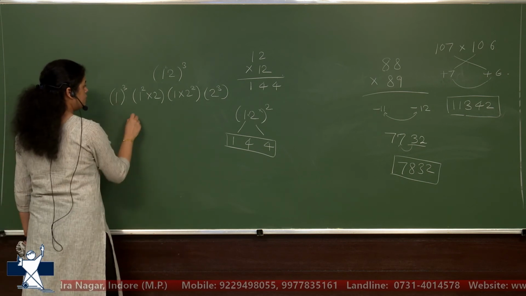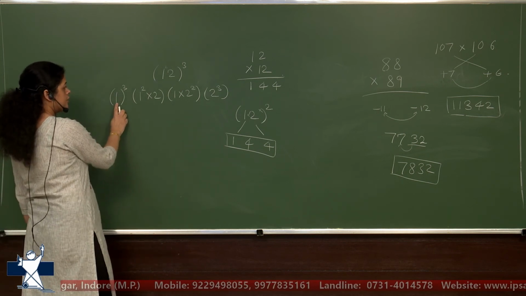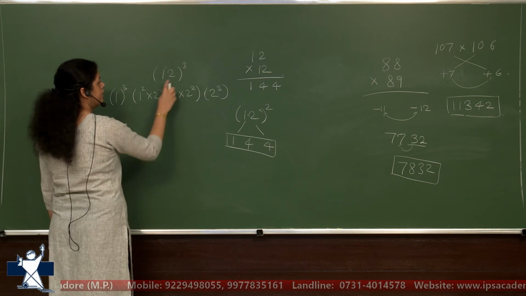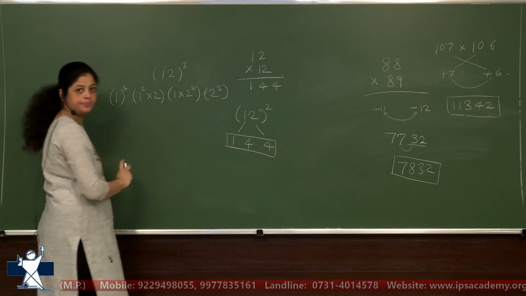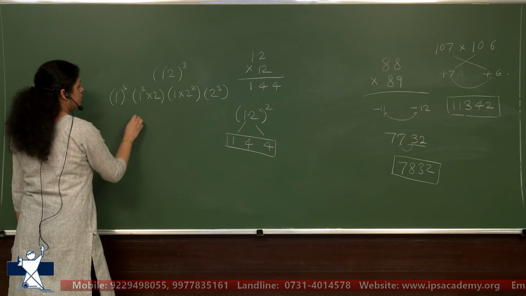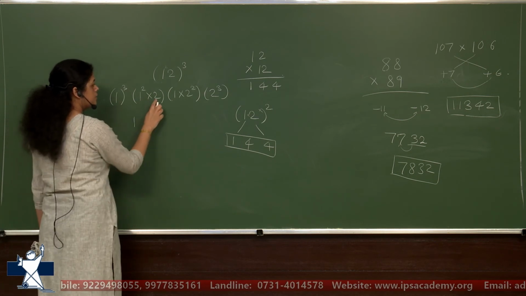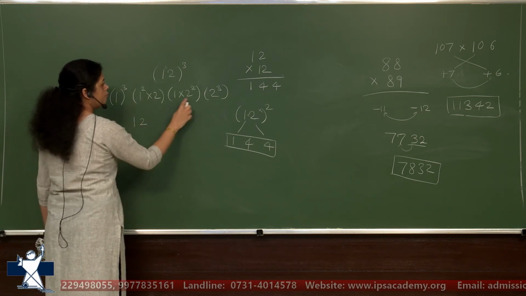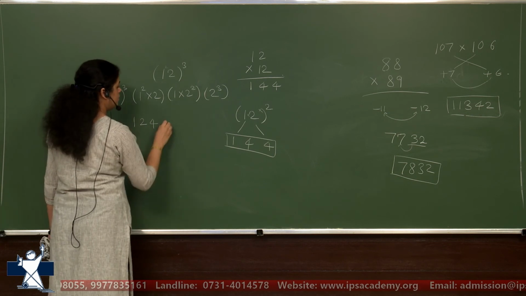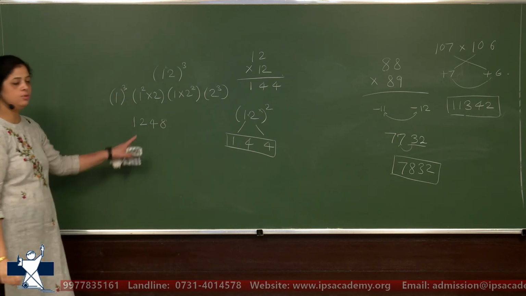So 1 cube is 1. मतलब you can see पहले नंबर की पावर decrease होती जाएगी, सेकंड नंबर की पावर increase होती जाएगी till cube. OK, so 1 cube is 1, 1 square into 2 is 2, 4 into 1 is 4, and 8. So 12 cube is 1248.